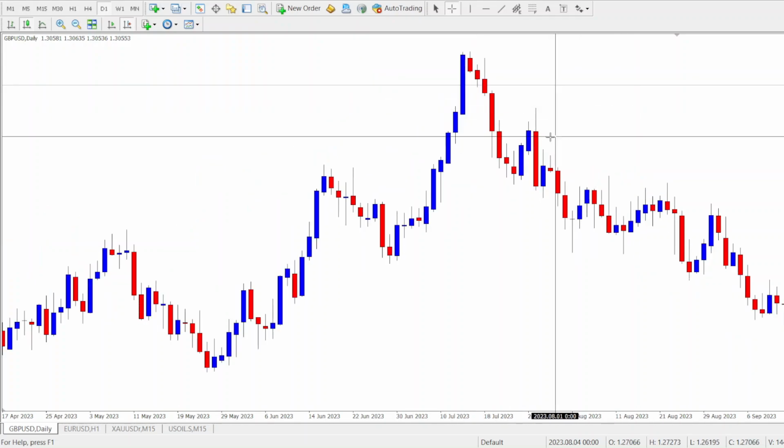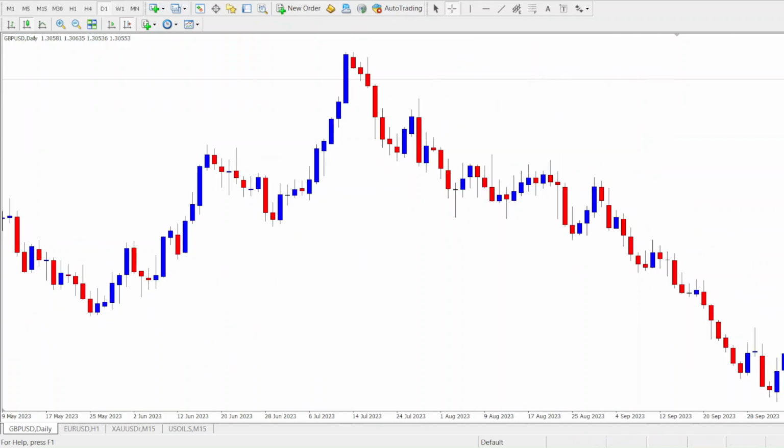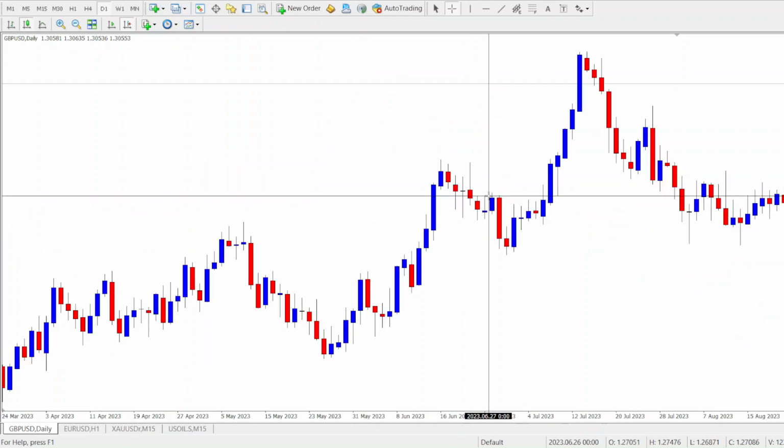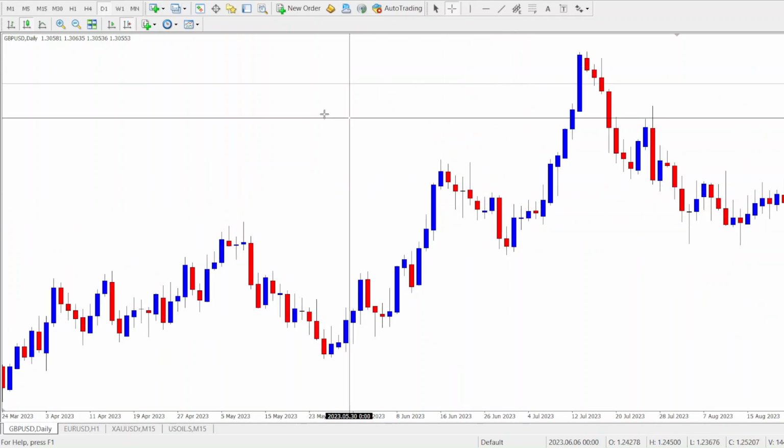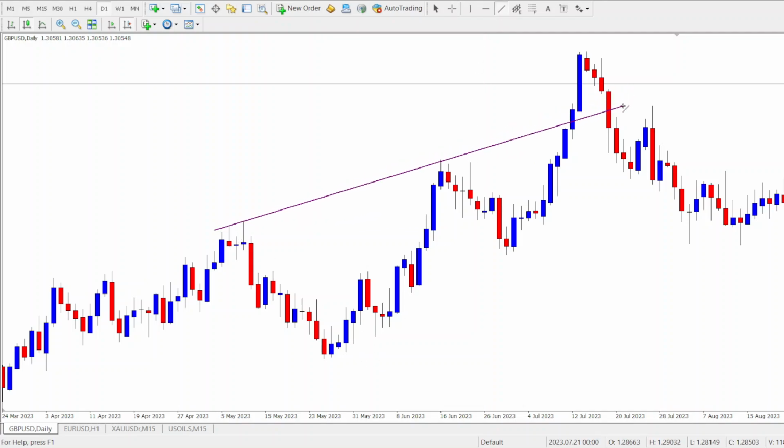Now, how do you use the OHLC strategy? First, identify the trend direction. In this case, we can see that this is a bullish trend because of the making of higher highs and higher lows. So when you identify the trend direction, if the close is higher than the open, the price is rising, suggesting a bullish move.